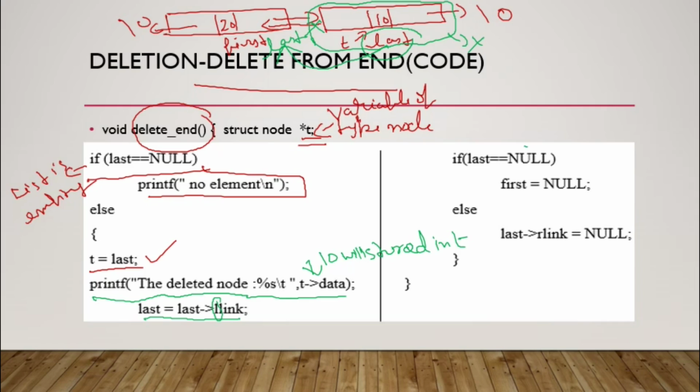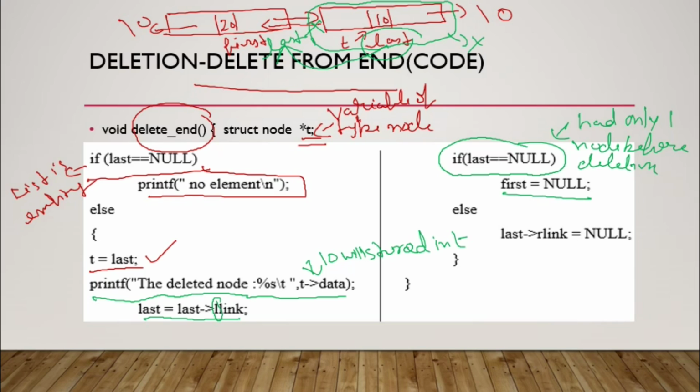Now students, what if last is equal to null? That means you don't have anything to delete, that means you had only one node before deletion. So in such cases, you also have to make first null. Else, students, what you are supposed to do is make last of R link null. So when you do last of R link is equal to null, even this particular connection will be removed and it will be pointing to the null, and first will also point to the null. So after deletion, this is the status.